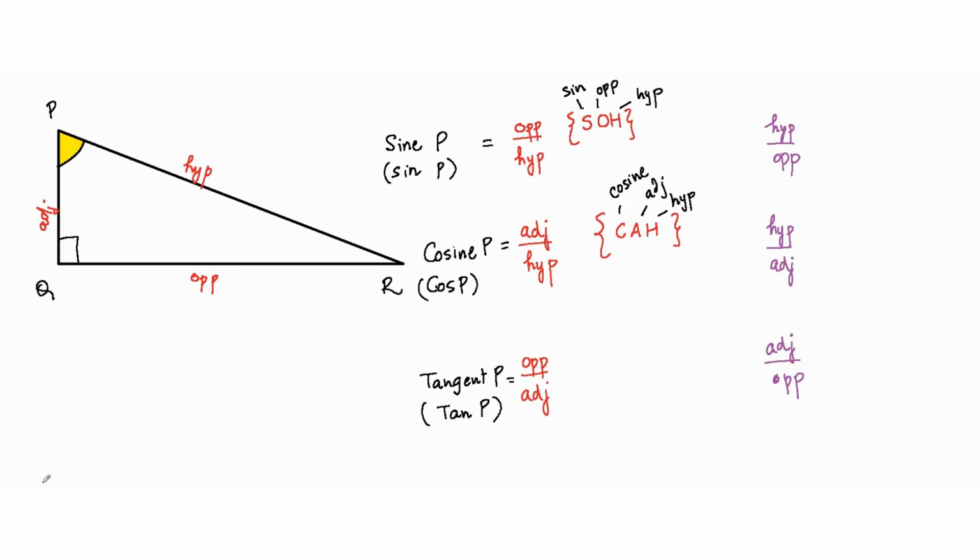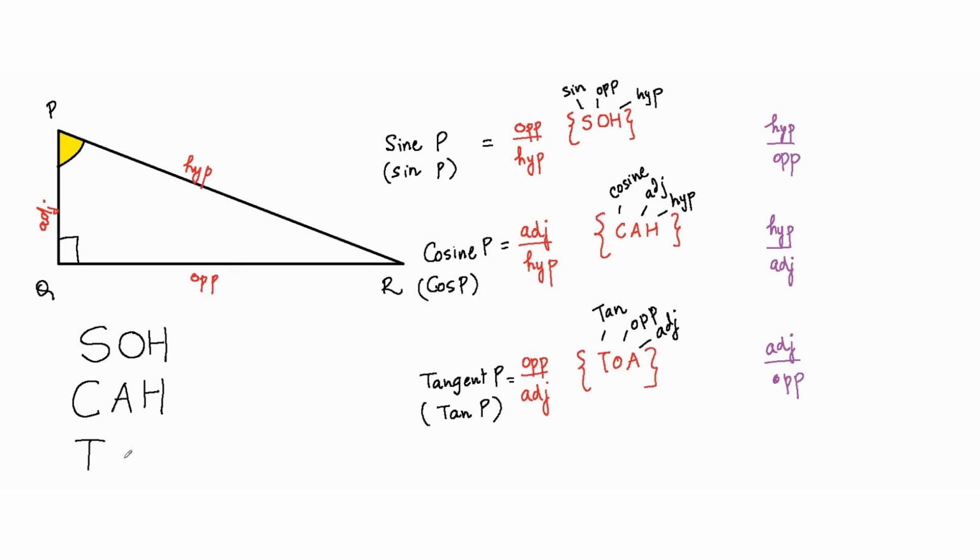Similarly, the short form for tan is TOA, where T stands for tan, O stands for opposite, and A stands for adjacent. So now we have learned 3 ratios. The first one was sine, which was opposite upon hypotenuse. Then we have learned cosine, which was adjacent upon hypotenuse. And then we learned tan of an angle, which is opposite upon adjacent. So we have SOH, we have CAH, and we have TOA.